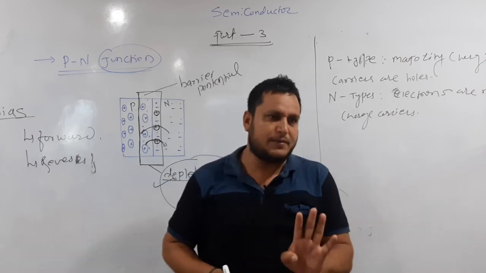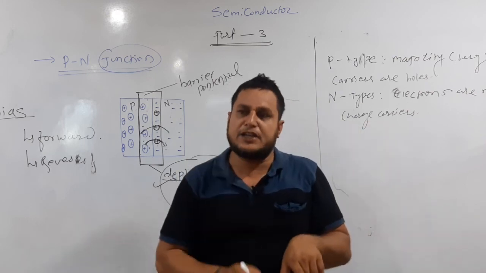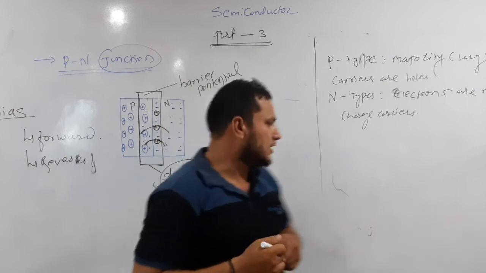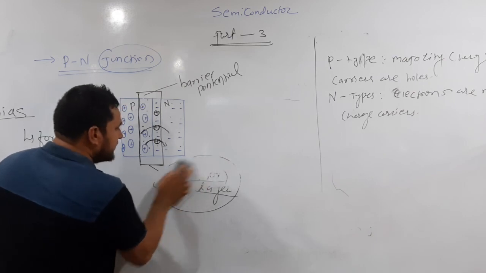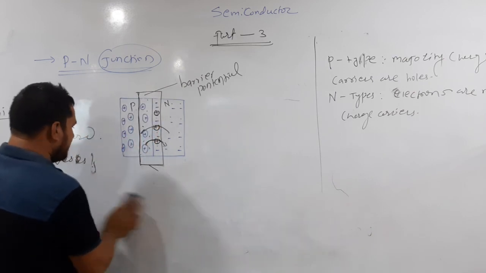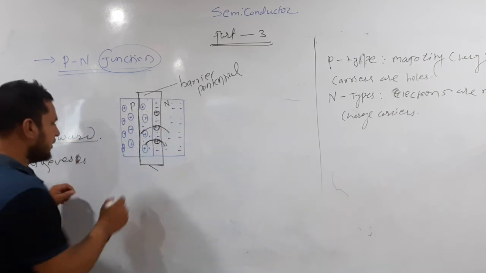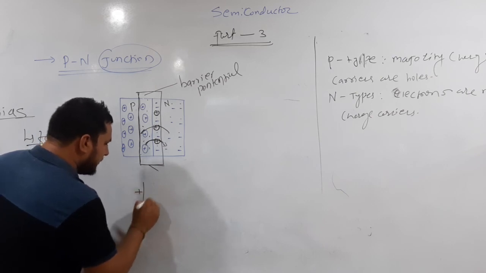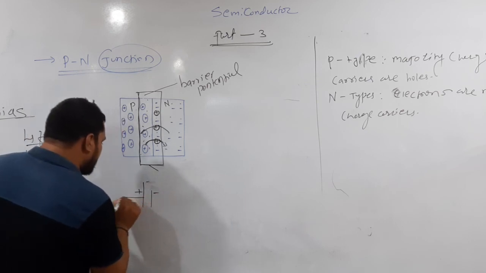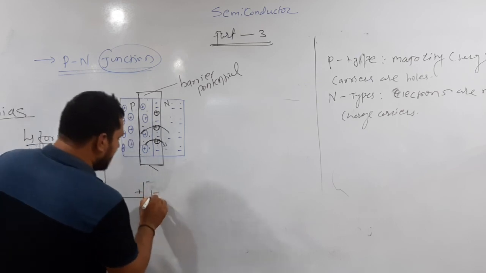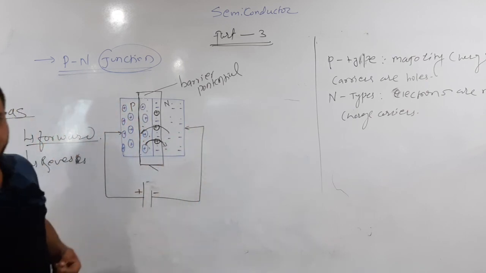In a forward bias, the positive terminal of the battery is connected with the P region and the negative terminal of the battery is connected with the N region. So here we have the p-n junction already. Now we just connect this junction with the battery. Suppose we start with the forward biased p-n junction diode. This is the positive terminal of the battery, and here somewhere is the negative terminal. The positive terminal is connected with the P region, and the negative terminal is connected with the N region.